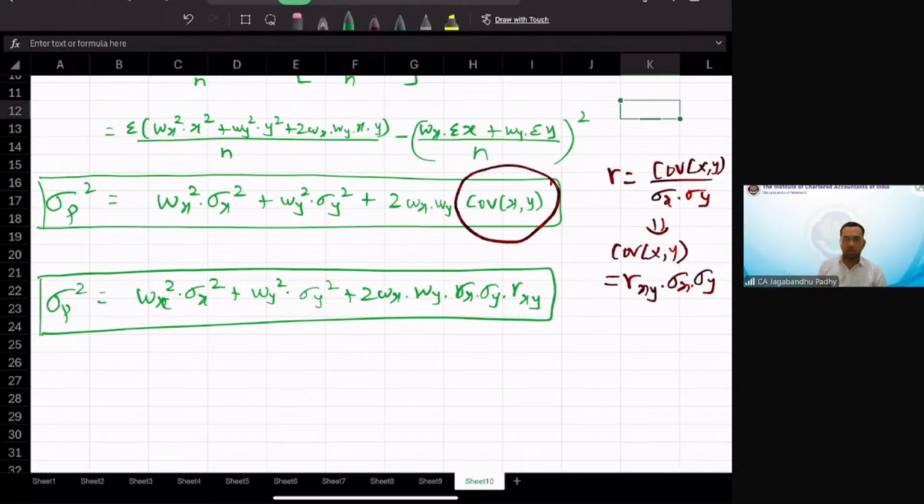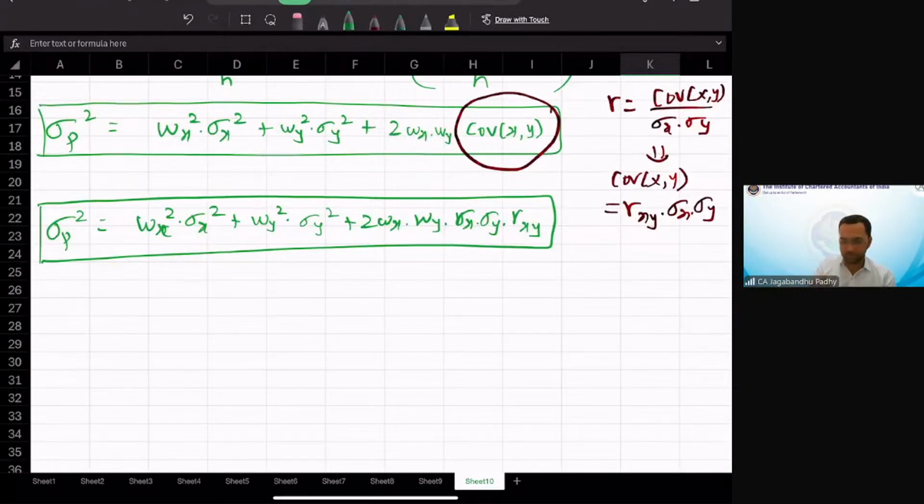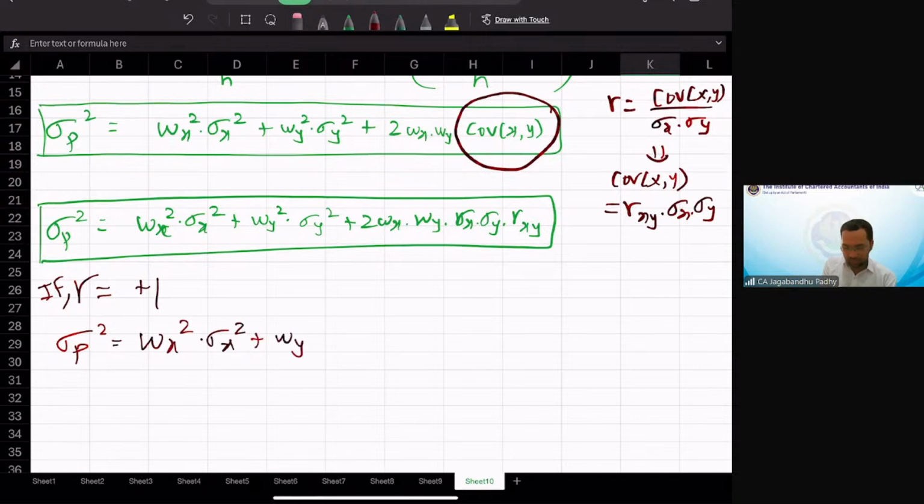Okay, now just think of a scenario where suppose R is +1. So if we have a scenario where correlation between x and y is 1, how would the variance of portfolio be? Variance of portfolio will be simply weight of x square into variance of x plus weight of y square into variance of y plus 2 into weight of x, weight of y, standard deviation of x, standard deviation of y, and this will be 1.